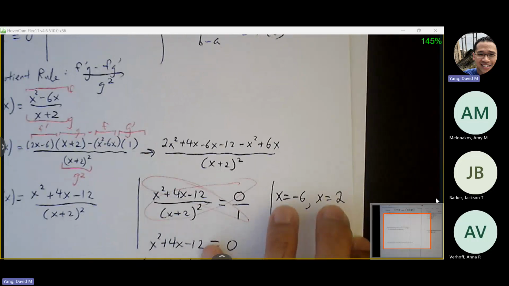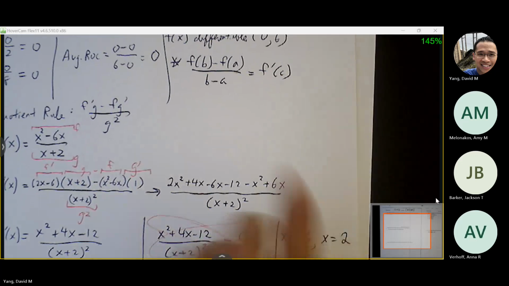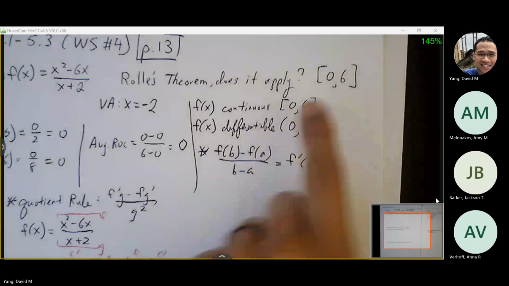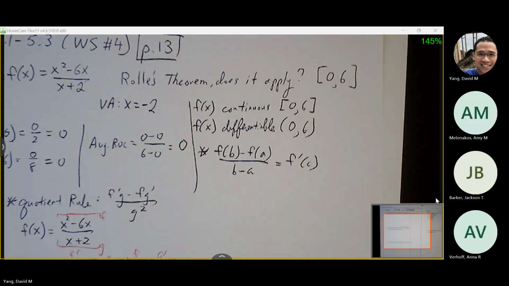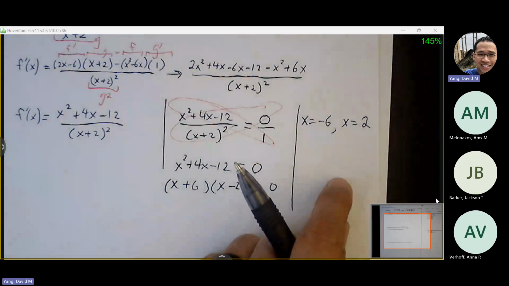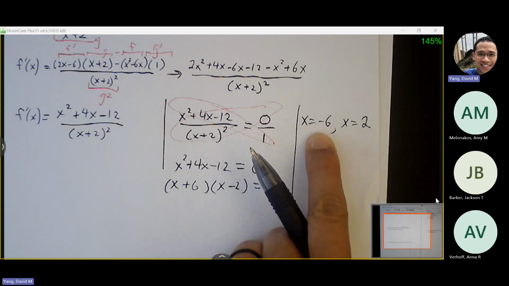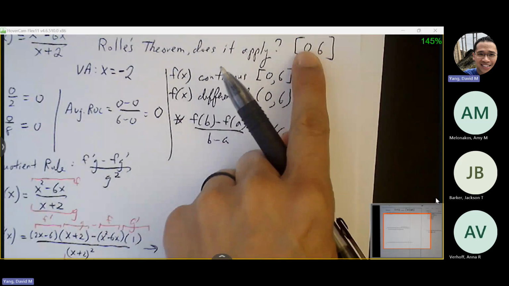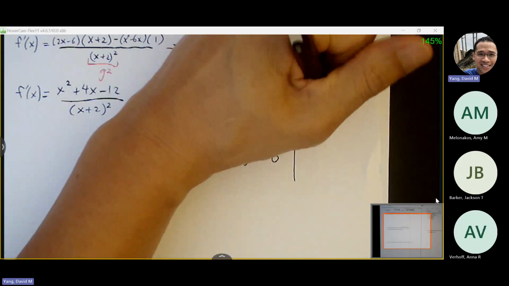Where do we want our solutions to live? Needs to live where? Between, yeah, in the interval, right? So which one can we remove? Negative 6, right? Because negative 6 is not between 0 and 6, but 2 is. So there's our solution, 2.